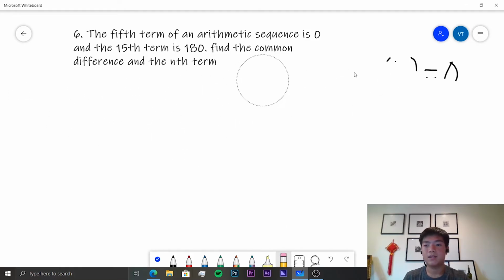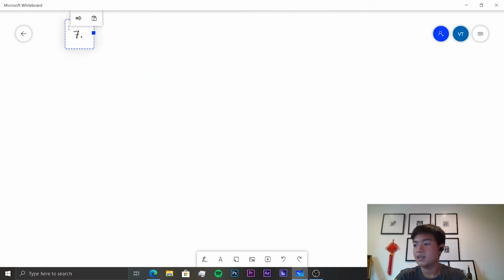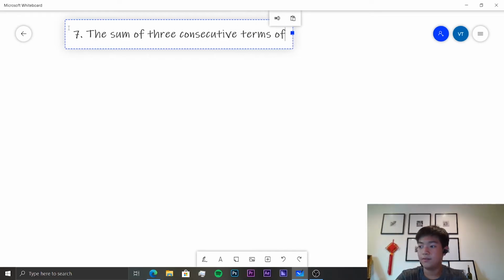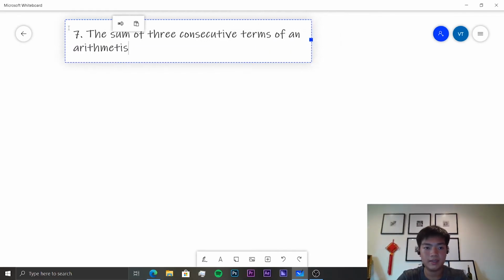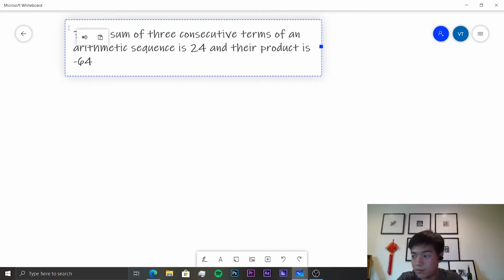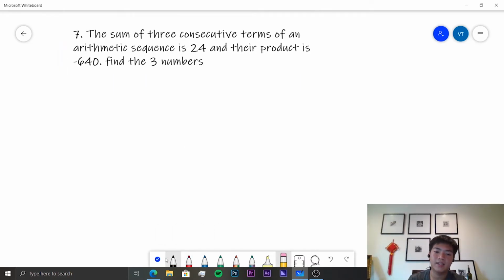And so the next problem will be: the sum of three consecutive terms of an arithmetic sequence is 24 and their product is negative 640. Find the three numbers. Okay, so I guess I'll do this the long way.